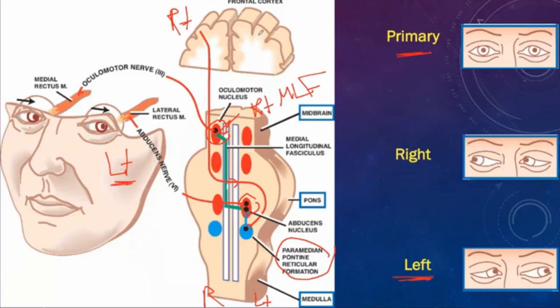If the pathway on the other side, starting from the right frontal eye field to the left horizontal gaze center, to the left sixth nerve nucleus, to the right MLF, to the right medial rectus, to the right oculomotor nucleus, is all intact, then the person will be able to look to the right. So there will be no problem on the right gaze and no problem on the left gaze.